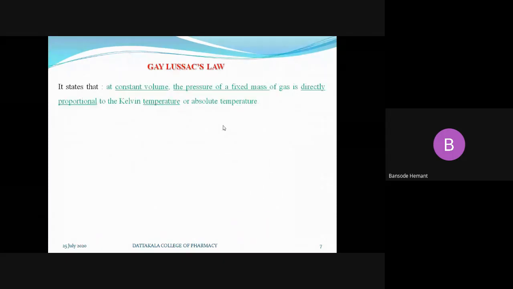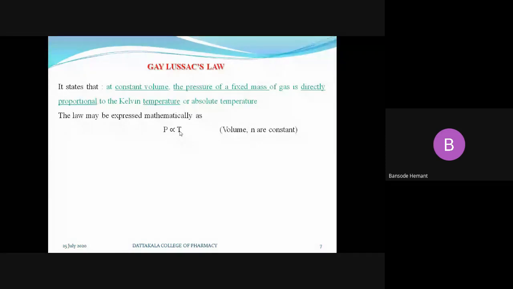Gay-Lussac's law was given by the scientist Joseph Gay-Lussac in 1802. Gay-Lussac simply gave the relationship between the pressure and temperature. So here Gay-Lussac's law states that at constant volume, the pressure of a fixed mass of gas is directly proportional to the Kelvin temperature, or absolute temperature. Pressure and temperature: that is the relationship given by Gay-Lussac.